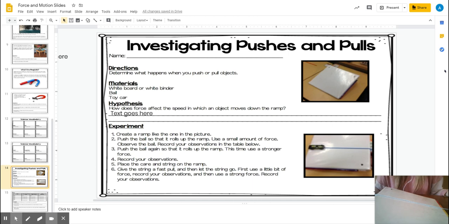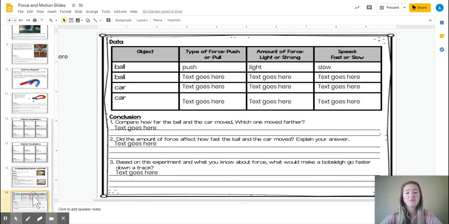Am I pushing or pulling? Am I using a lot of force, little force? And what's happening? And then it says do it again with more force. So here, I'm pulling it a lot harder. Okay. All right, so then you should be able to look at the video and fill in that table.